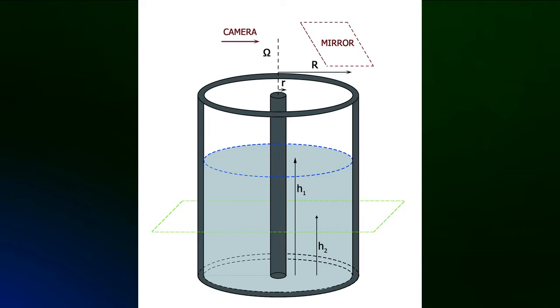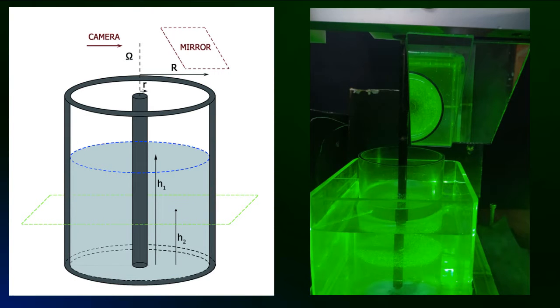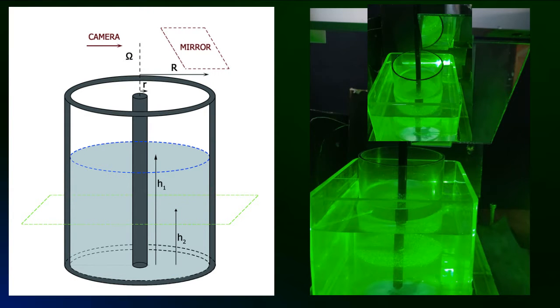We had two concentric cylinders, an external and motionless one, and an inner cylinder connected to a DC motor. Viscoelastic fluid was filled between the cylinders, and we measured the velocity field, in particular the azimuthal velocity, with the help of a camera, a 45-degree mirror and a green laser, as you can see on the screen.